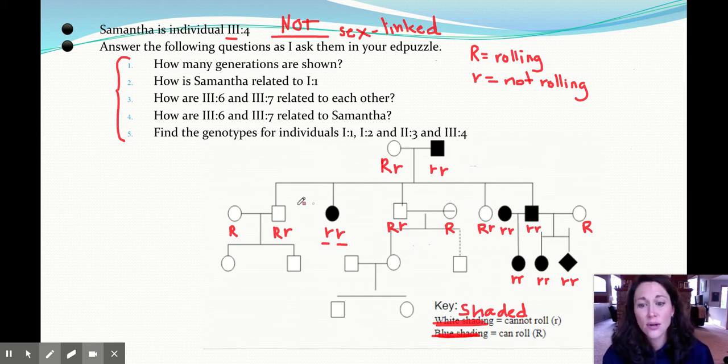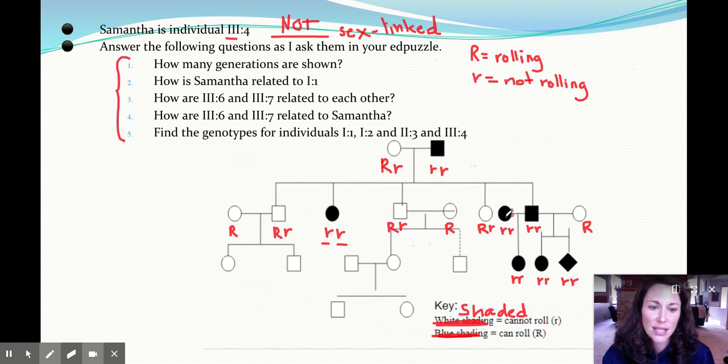Okay, now we're going to move down a little bit. Notice, I have not tried to fill in the genotypes of anybody who married into this family yet. The reason I haven't done that is we don't know their lineage, and so we have to look at their offspring to try to figure out what their genotypes are. I'm going to start over here because this one's a little bit easier.